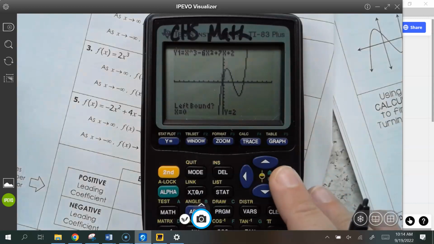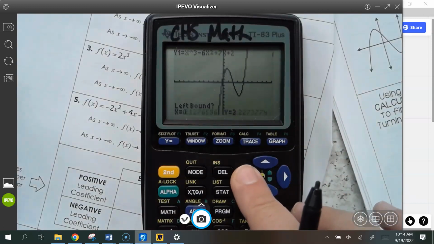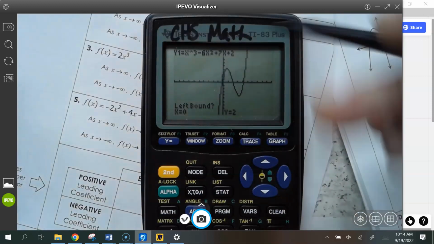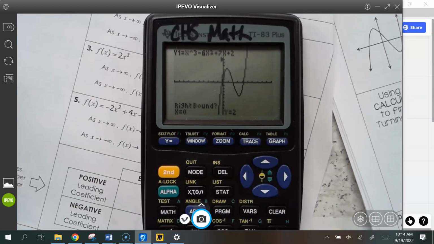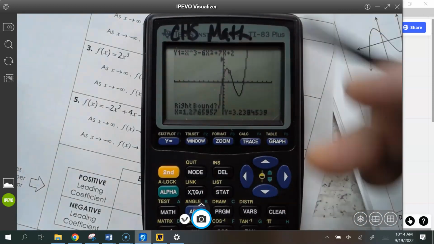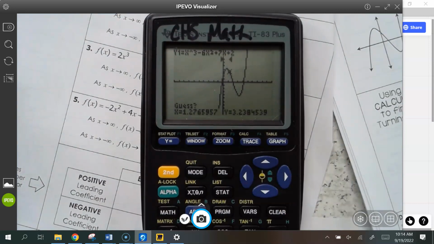Okay. This says left bound, so that means make sure your spider is on the left side of the maximum, somewhere left of the maximum. Make sure you've cleared it. Here's the max. I'm on the left. I'm going to hit enter. And then it says right bound. So I'm going to move to the right until I have cleared it, and I am going to hit enter. Then I hit enter one more time. I'm looking for a relative maximum.